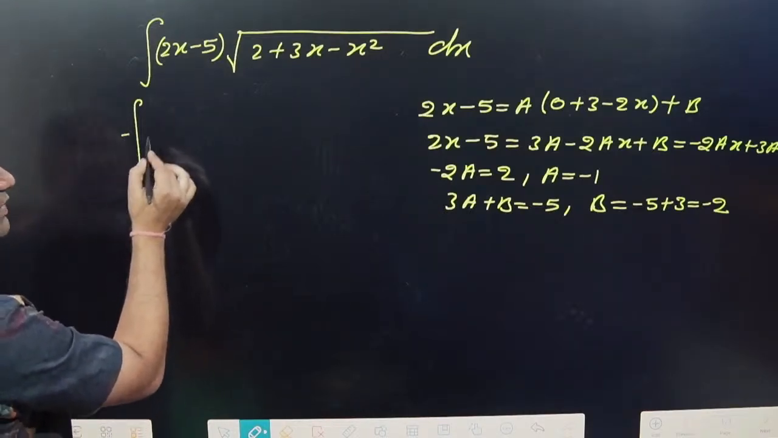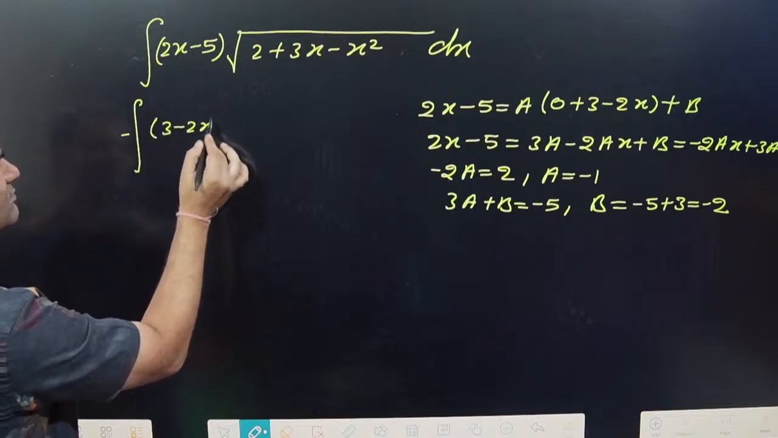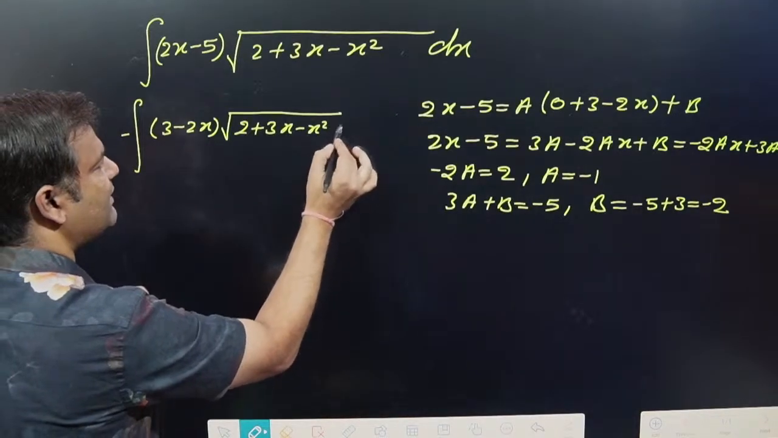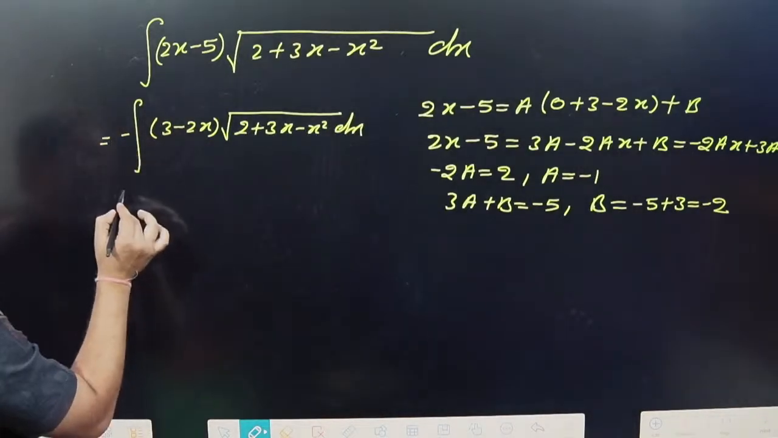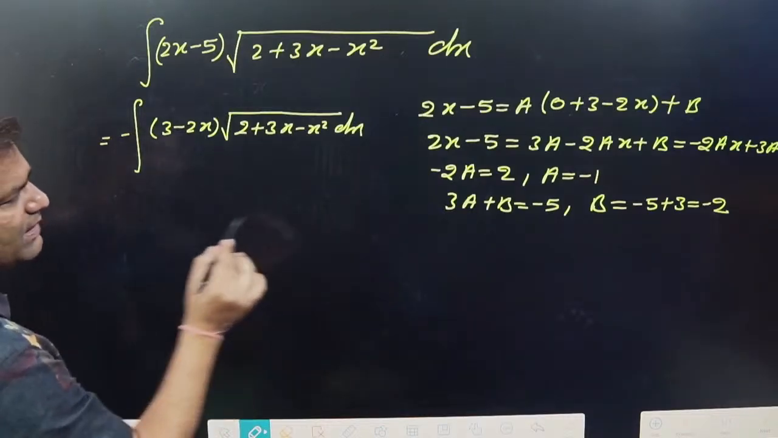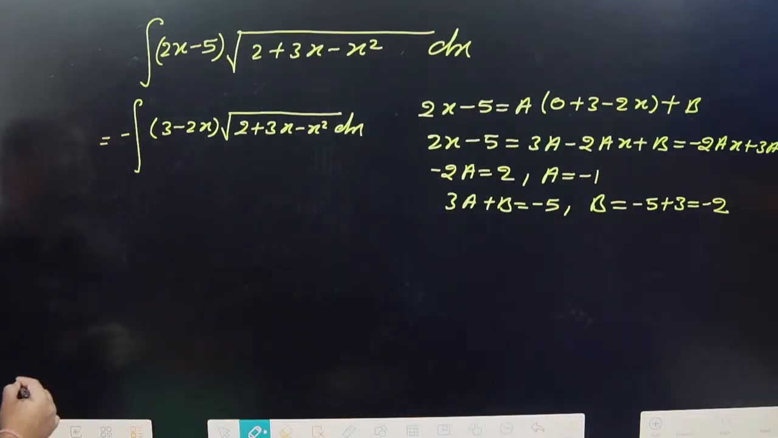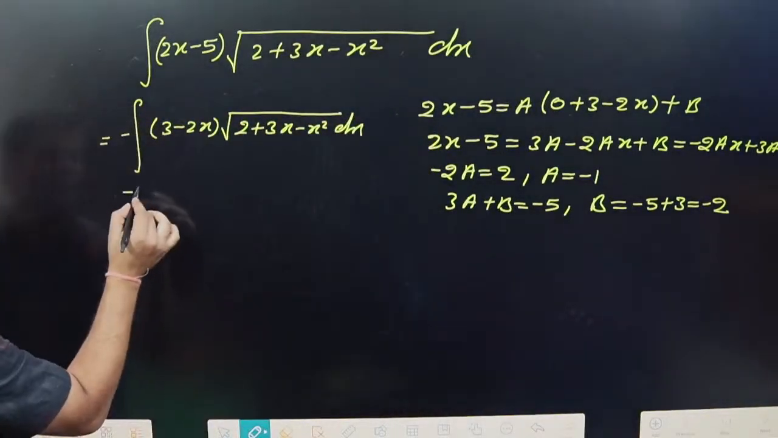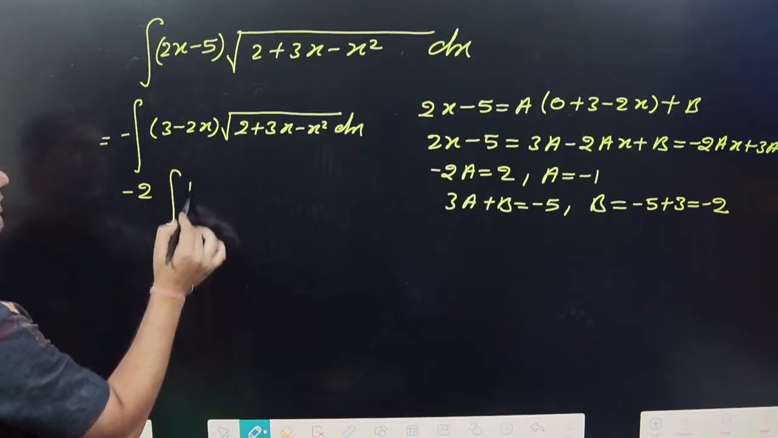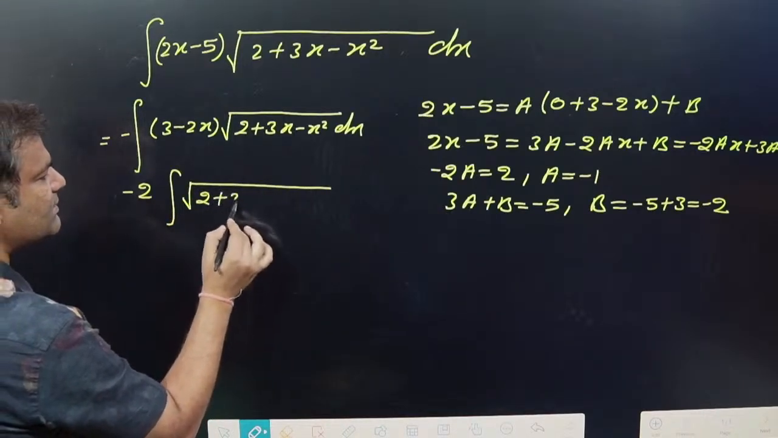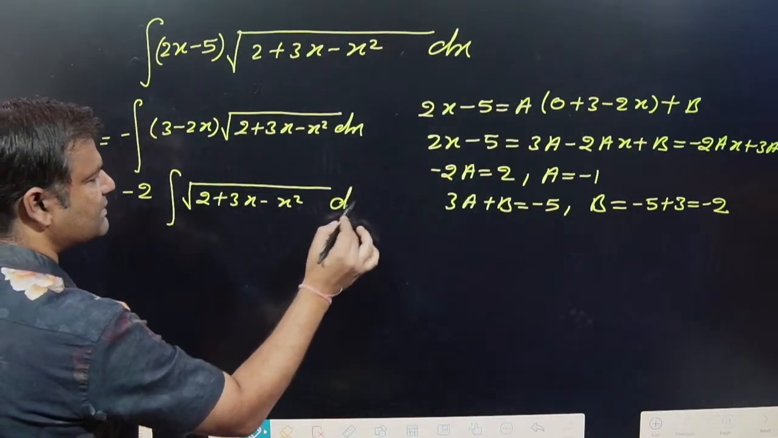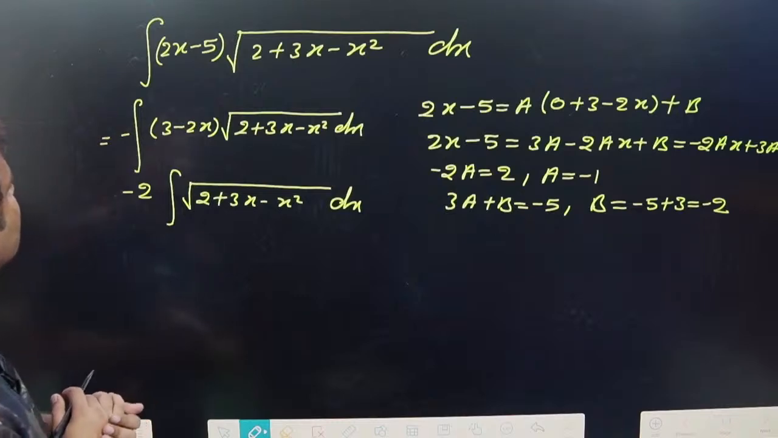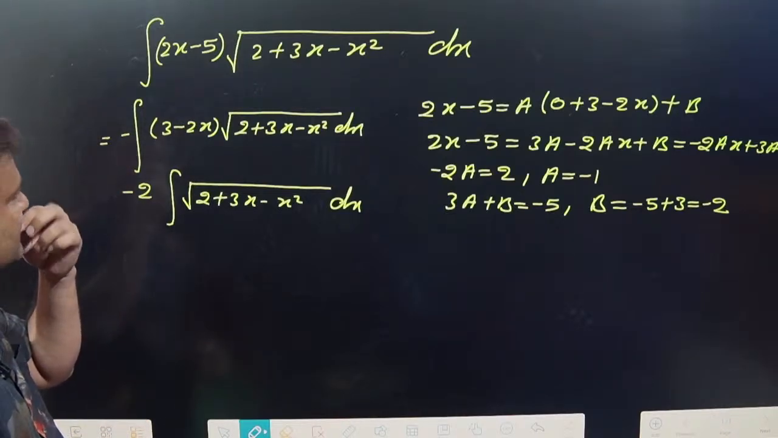Minus 1 into under root of 2 plus 3x minus x square dx, plus b is minus 2. b is how much? Minus 2. So you can write now here minus 2 into under root of 2 plus 3x minus x square dx. Here minus 2, minus 3 minus 2, so plus.